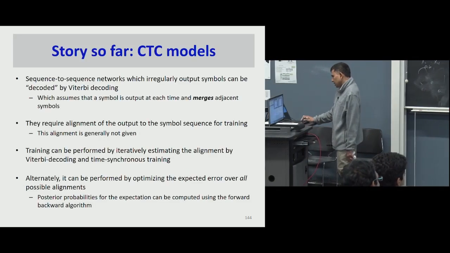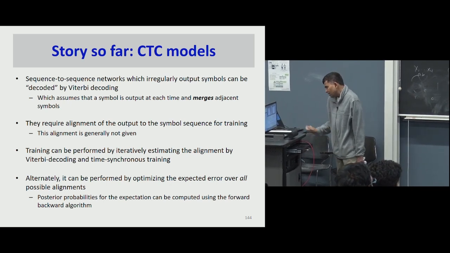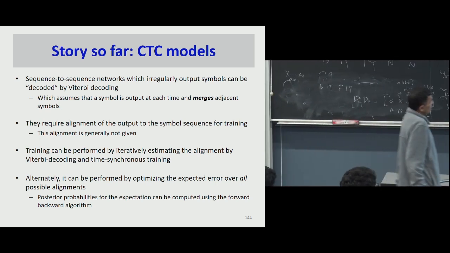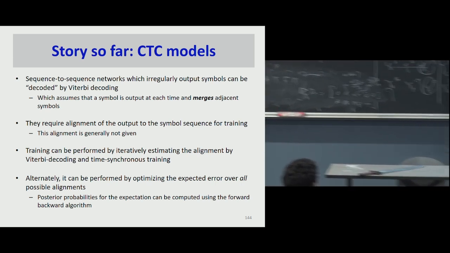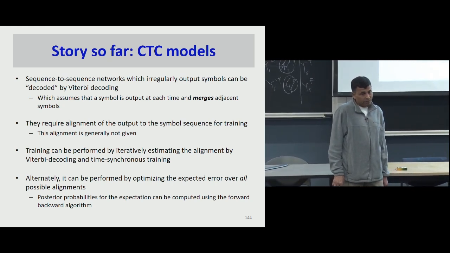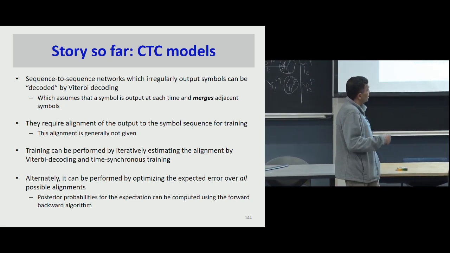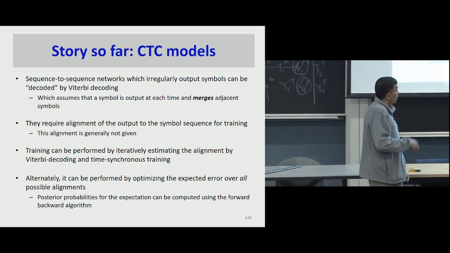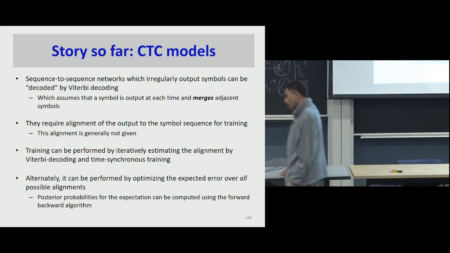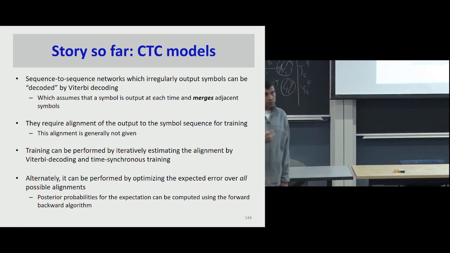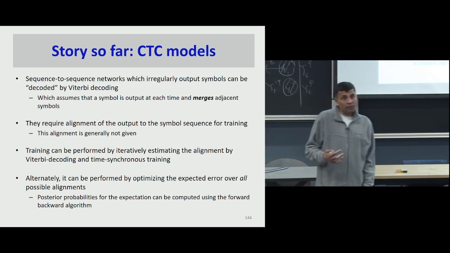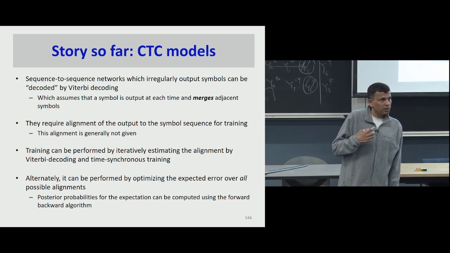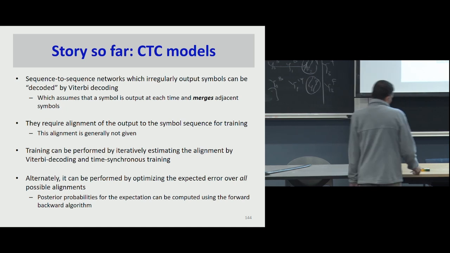So the story so far: sequence-to-sequence networks which irregularly output symbols can be decoded by Viterbi decoding, but they require alignment of the output to the symbol sequence for training. Training can be performed by iteratively estimating the alignment and then doing time-synchronous training. Alternately, it can be performed by optimizing the expected error over all alignments, and that is going to be far less prone to local optima and such, particularly when you don't have too much training data. So we will continue with this in the next class.